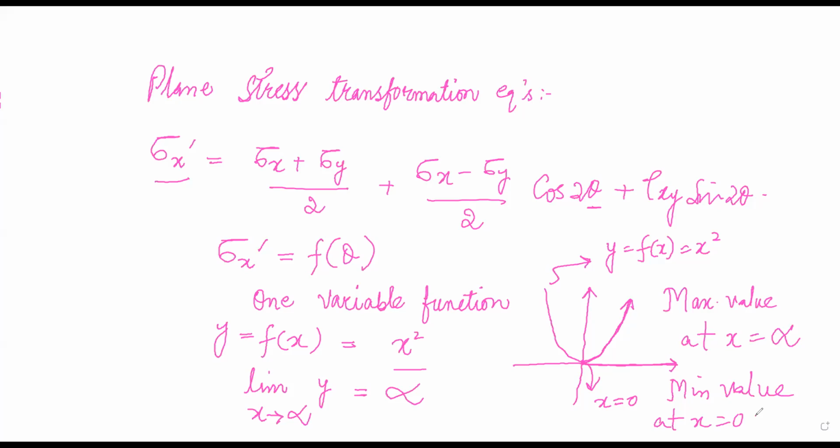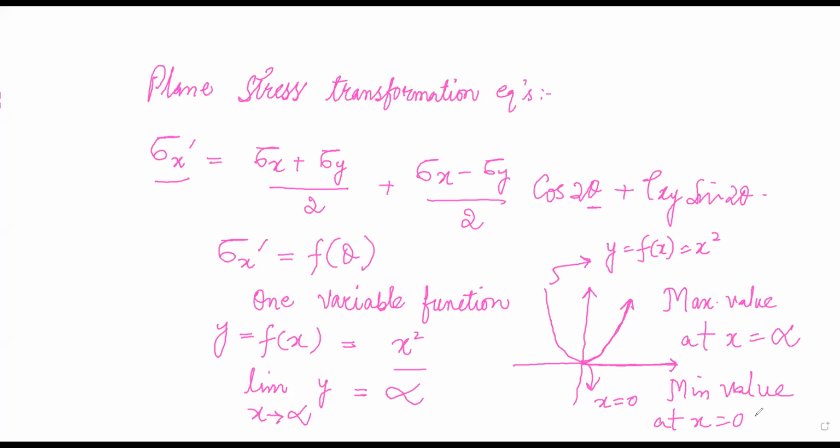Okay. Now we have sigma x prime is a function of theta. Therefore, we can say at a particular value of theta, our function sigma x prime will have a maximum value, and at another value of theta, our function will have a minimum value. Are you getting me or not?